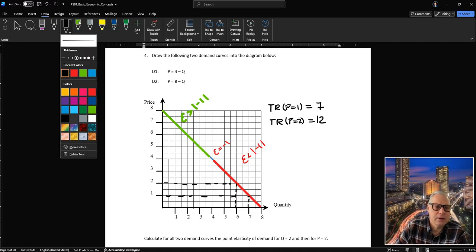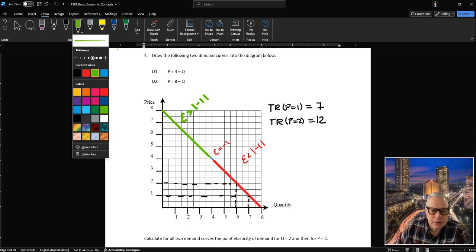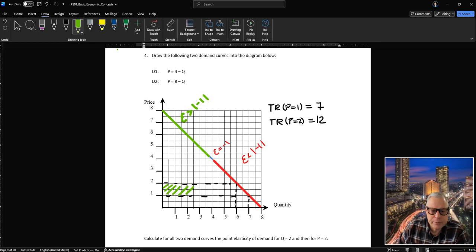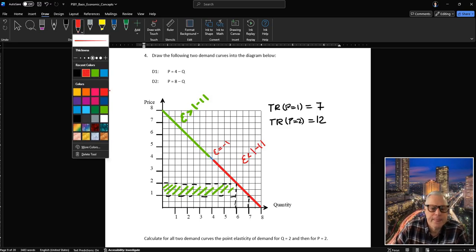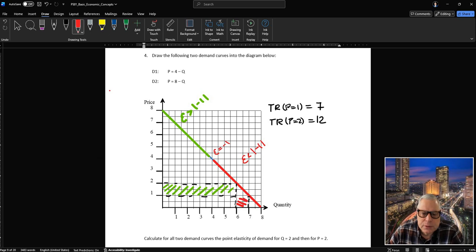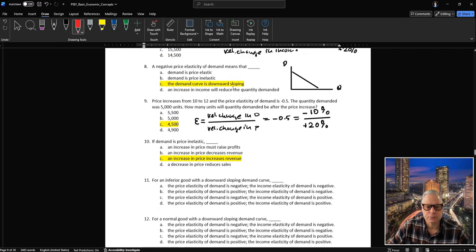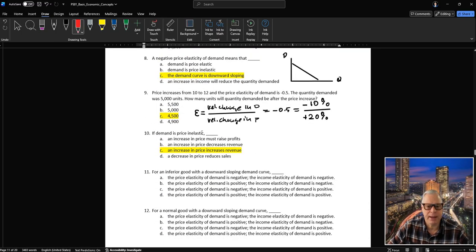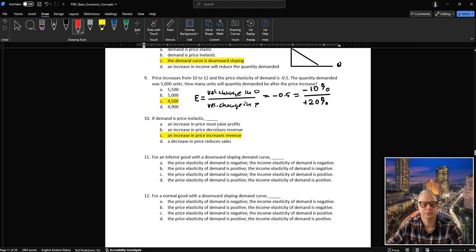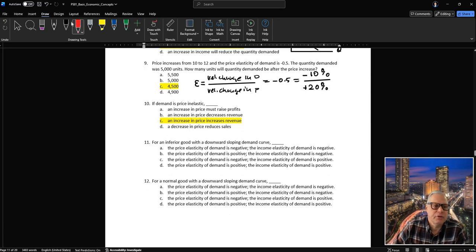And again, what we gain is this area here. So we gain 6 times 1, but we lose this rectangle down there, which is 1. So we gain 6, we lose 1, the net gain is 5. So that's why, if the demand is price inelastic, an increase in price increases revenues. Okay, so the next question.